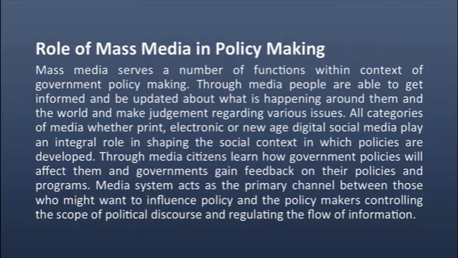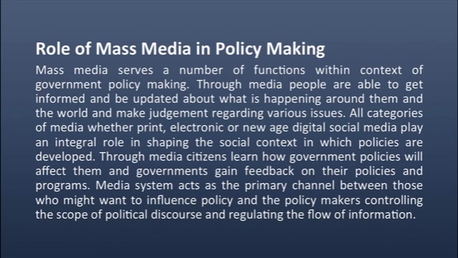Now next we will come over to the role of mass media in policy formulation. Role of mass media in policy making. Mass media serves a number of functions within the context of government policy making. Through media, people are able to get informed and be updated about what is happening around them and the world, and make judgments regarding various issues.